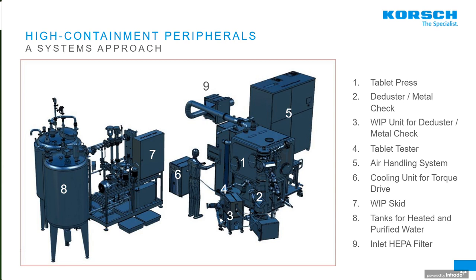Beyond that, there's a tablet tester, which is under the sample chute of the discharge chute. There's an air handling system, which is itself wash in place. There's a duct to the air handling system, which has to be washed during the WIP sequence. There is a wash-in-place skid, a WIP skid, which is delivering media at the prescribed rate with detergents, temperatures, and so forth. And there are tanks, or optional tanks can be provided, for heated or purified media.